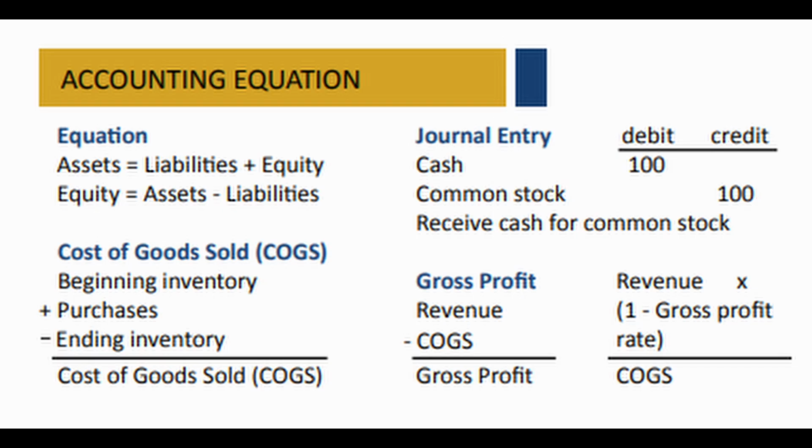The accounting equation. Everything in accounting revolves around this one equation. Assets equals liabilities plus equity. It always has to balance. Let's say you issue stock for cash. You debit cash for $100 and credit common stock for $100. So assets go up, equity goes up, and the equation stays balanced.